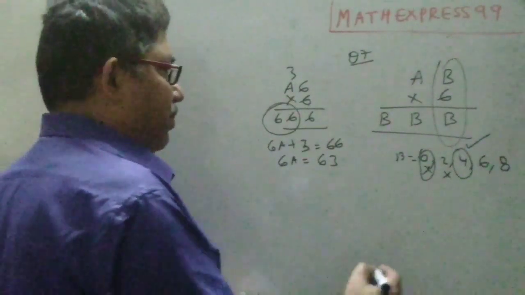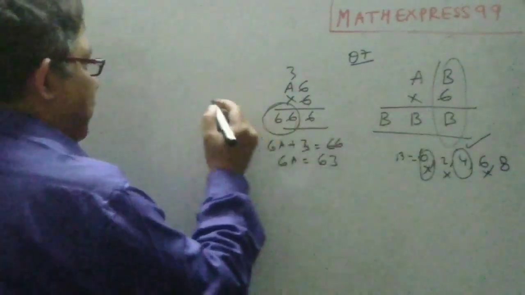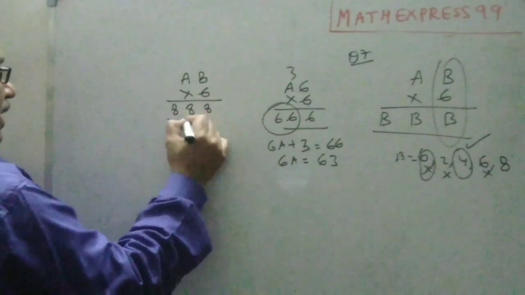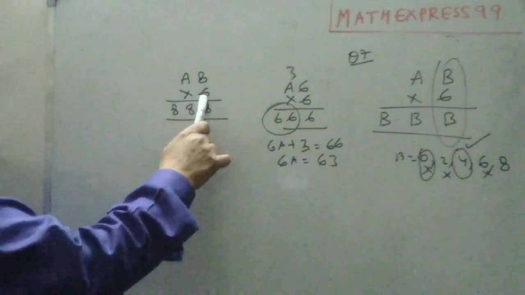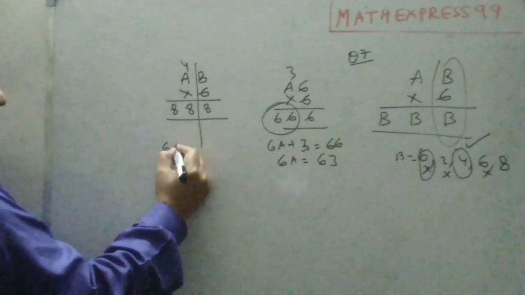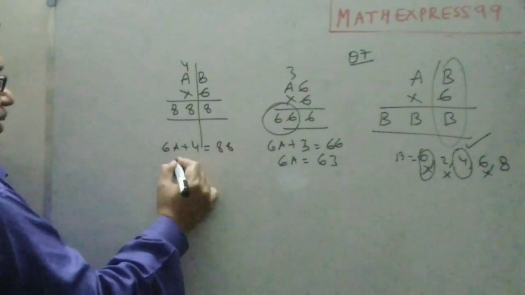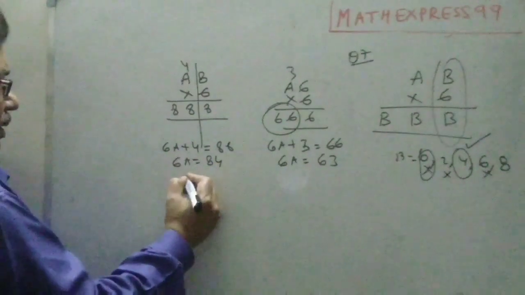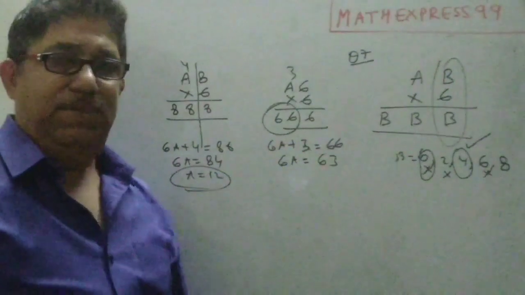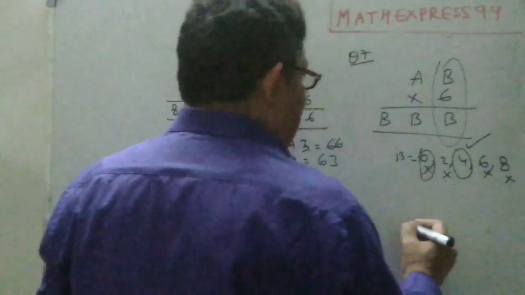So let us see if we can have B as 8. So you have A8 into 6, 8, 8, 8. Okay. 6 into 8, 48. Fine. 6 into A, 6A plus 4 is equal to 88. So 6A is 84, but that means A will become equal to 14. But A is a one-digit number, so you can't have A as 14. So even this is rejected. So what is the answer? Your answer is B is equal to 4. Okay.